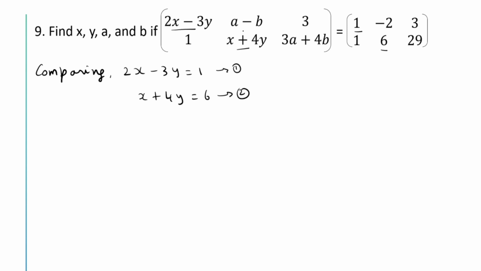Then let us compare the element in the first row, second column. So a minus b will be equal to minus 2, and the element in the second row, third column, that is 3a plus 4b is equal to 29. So let us solve these two.